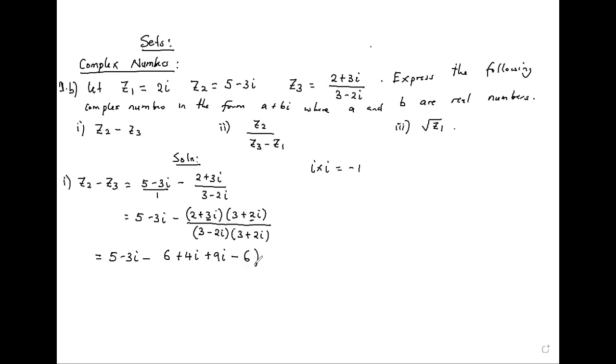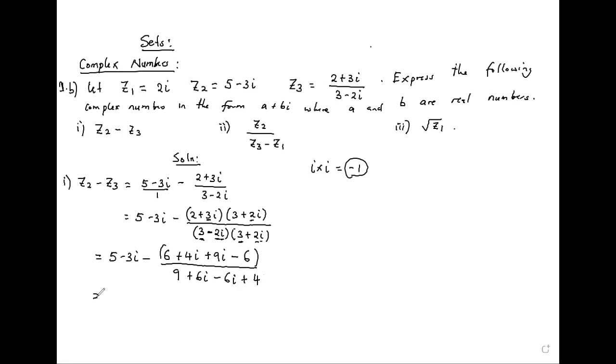Remember, this is in the brackets, over 3 times 3. We get 9. 3 times 2, we get 6i. Minus 2i times 3, we get minus 6i. i times i, we get negative 1. Negative 1 times the negative that is here, we get positive. 2 times 2, we have 4.